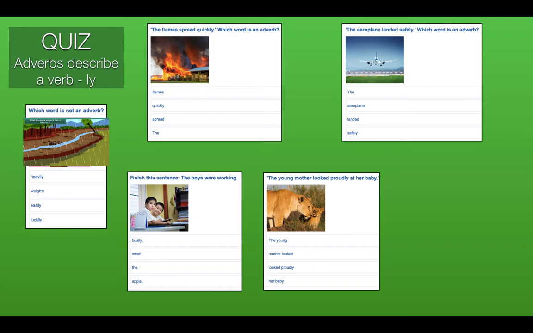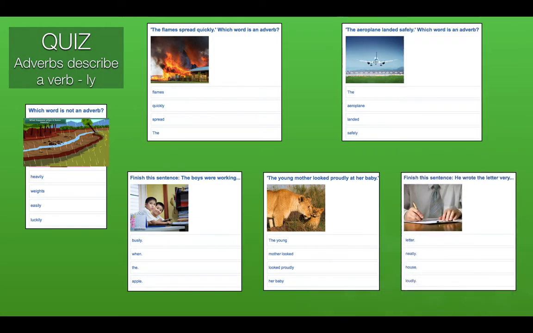So let's mark this quiz. After we've done this one, finish this sentence. He wrote the letter very. Is it number 1, letter, number 2, neatly, number 3, house, or number 4, loudly? Remember, you need to select the adverb that fits with the sentence.